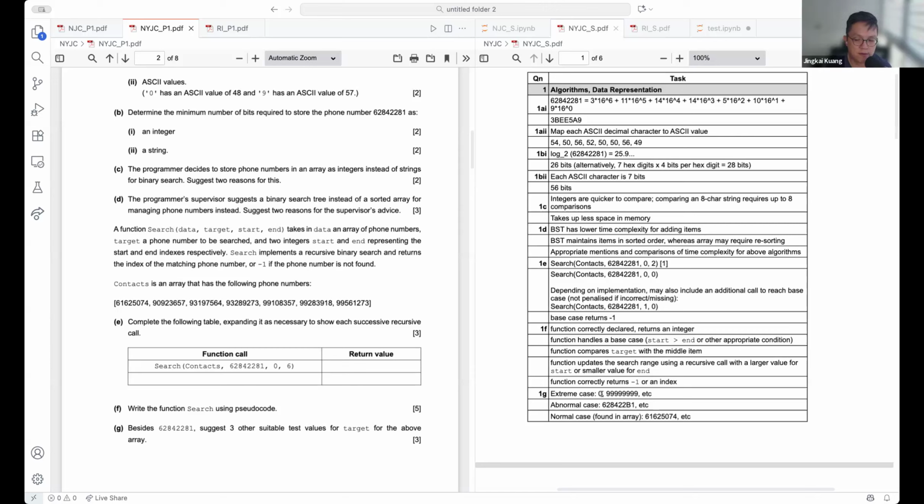Can your phone think about your phone number? Nobody will key in a 0. Hmm. Will you not key in 0? It's an extreme case. 0 is not an extreme case. Is it an abnormal case?